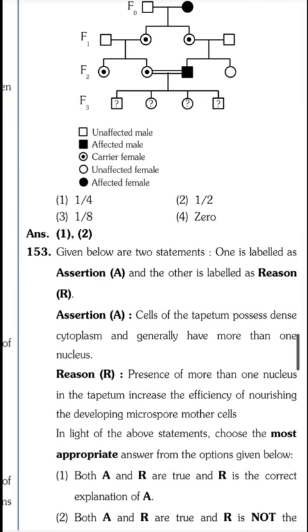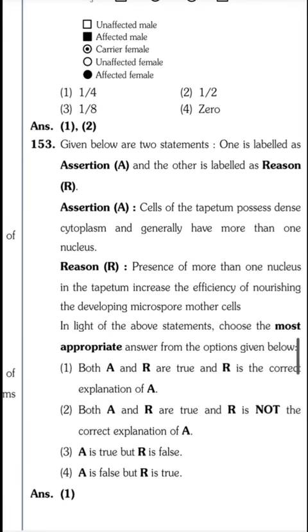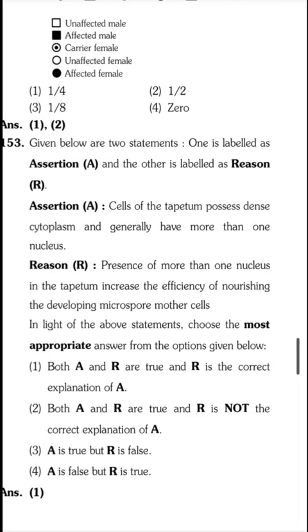Next one is, given below are two statements, again assertion and reason. Cells of the tapetum possess dense cytoplasm and generally have more than one nucleus. Presence of more than one nucleus in the tapetum increases the efficiency of nourishing the developing microspore mother cells. In light of the above statements, choose the most appropriate answer from the options given below. The A statement is correct. The reasoning is also correct. Both A and R are correct, and R is the correct explanation of A.